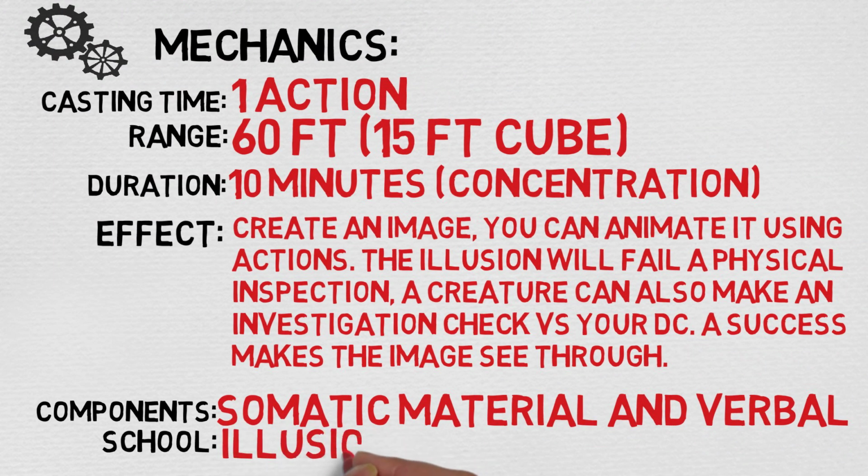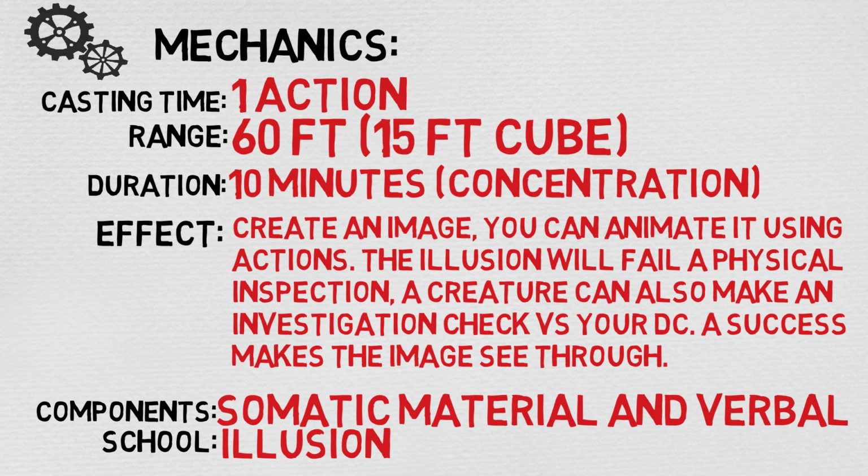Your cast time is the standard one action. The range is 60 feet, but the area in which the spell can manipulate is actually a 15-foot cube. So just bear that in mind when you're using it. Your duration is 10 minutes, which is impressive, but it is a concentration spell, so just please bear that in mind. The effect at a glance is as follows. Create an image, you can animate it using actions. The illusion will fail a physical inspection. A creature can also make an investigation check versus your spell save DC. On a success, they can see through the image and naturally know it's an illusion.